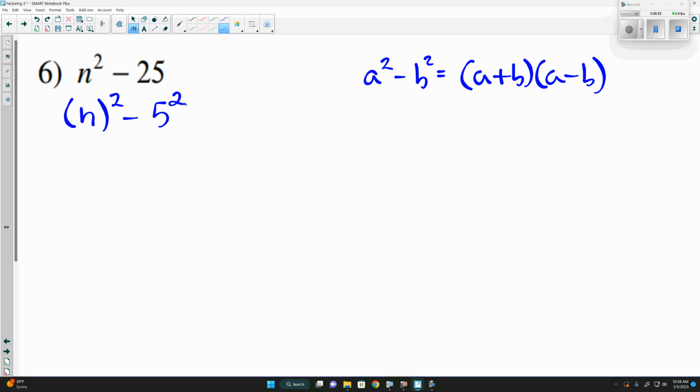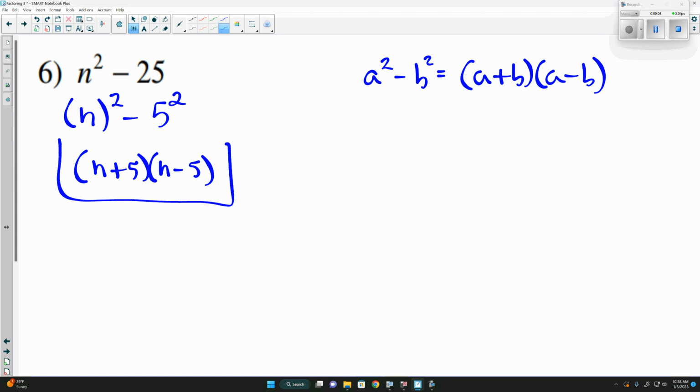But a in our case is n. B in our case is 5. So we can just fill it in as n plus 5 times n minus 5. Yes. That's it. Questions on this here?